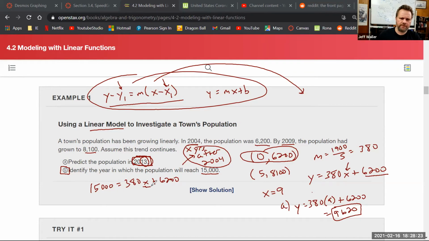You will see problems pretty much exactly like this in the homework about population growth. Now, we should know population growth is not normally linear, but you could estimate it to be linear for certain time ranges. But yeah, normally it's not linear.